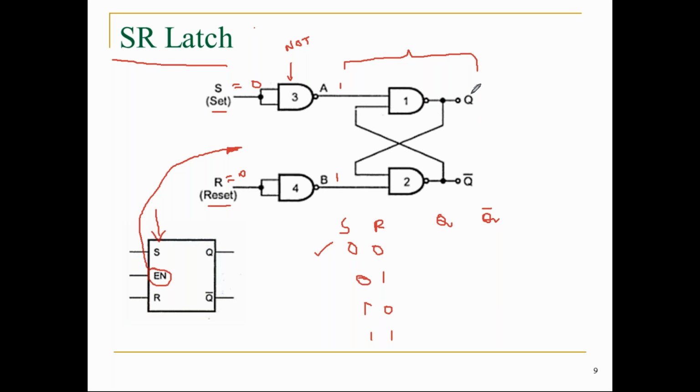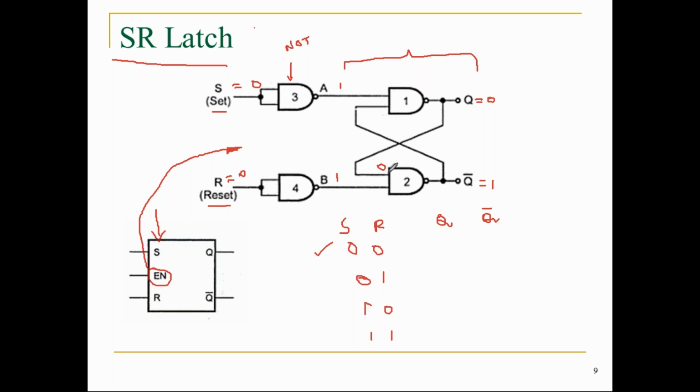Please listen. Initially, I assume Q equal to 0. So automatically, according to this definition, my Q bar is equal to 1. Since it is 0, where does it go? Here, because it is connected like this. So it comes to here, 0. Okay.